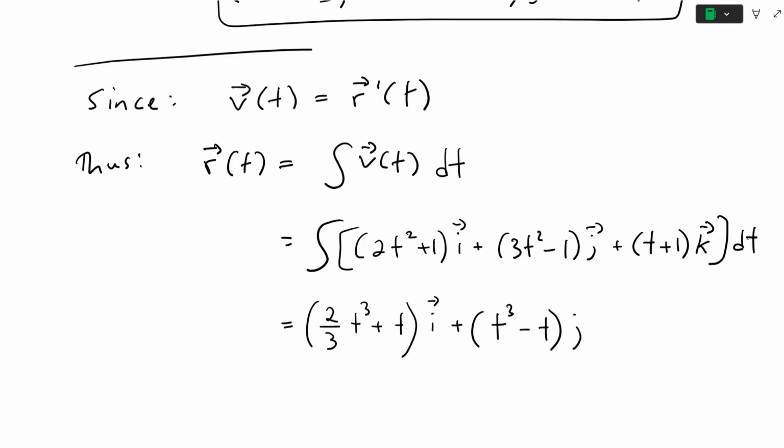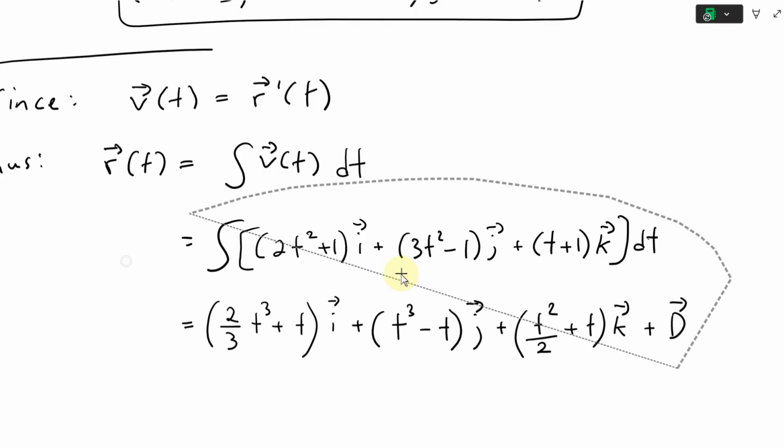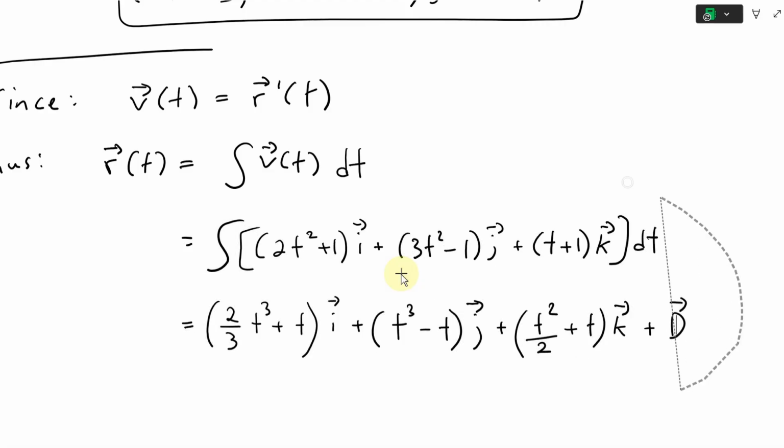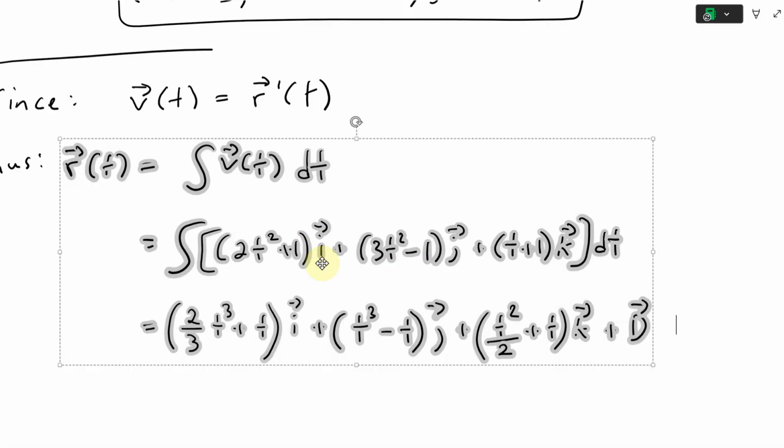This is j. And now plus, the next one is t squared over 2, and then plus t. And this is the k component. Yes, that's what we have. And actually, we need to include the integration constant, so I'll put a plus d vector, because we already took c before. I'll move the whole thing over, just to fit my little box here.